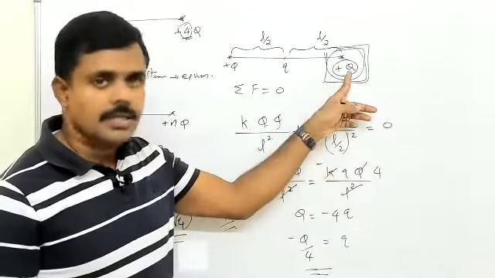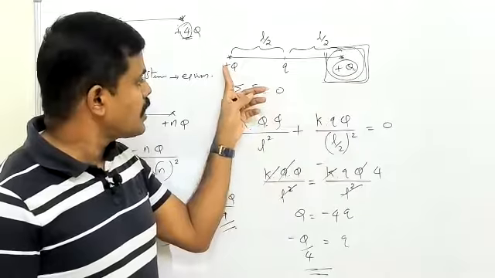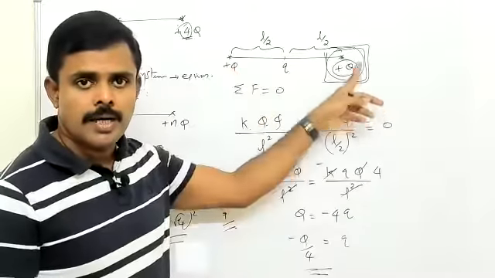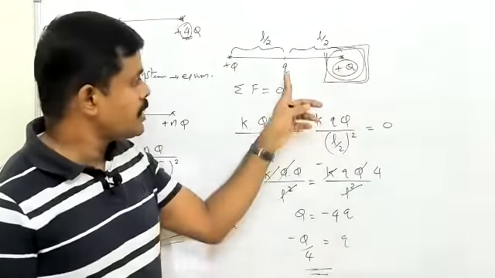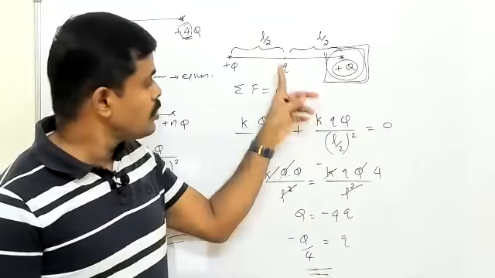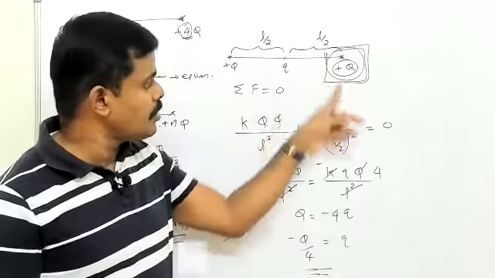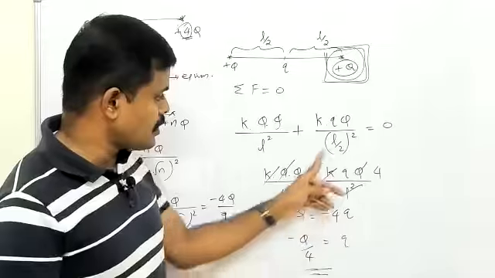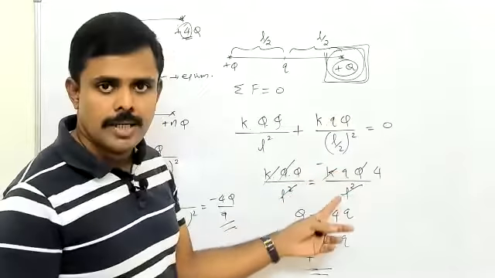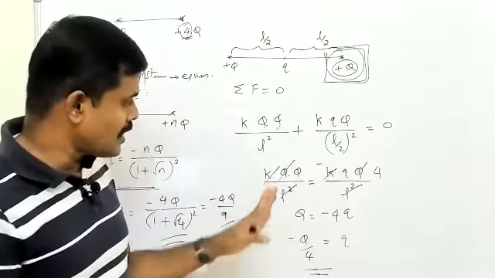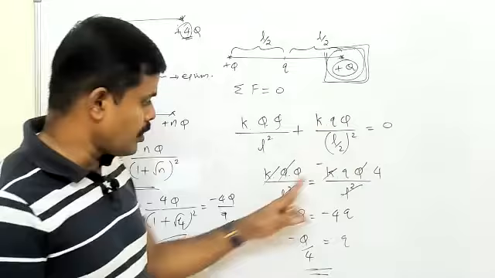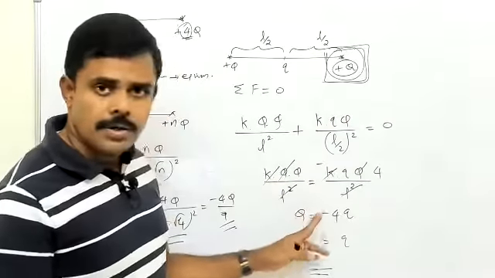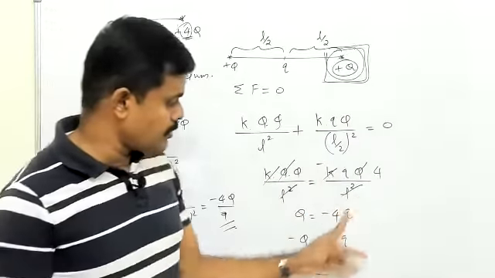What is the force on this charge? Force by this is what? K into Q by L square plus. What is the force by this charge? K into q by L by 2 the whole square is equal to zero. So KQq by L square is equal to, this goes to numerator, minus KQQ by L square into 4. K is getting cancelled on either side. Capital Q gets gone. L square is also gone. That is leaving you with q is equal to minus 4 times Q.